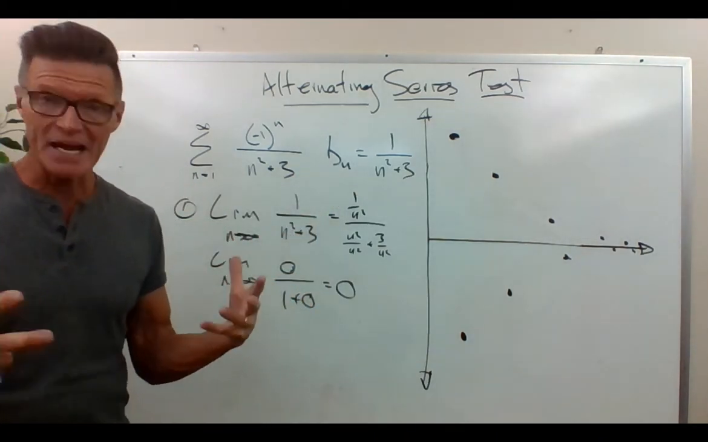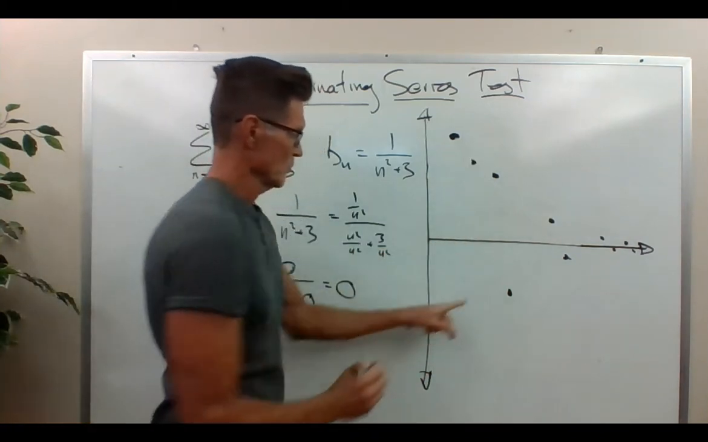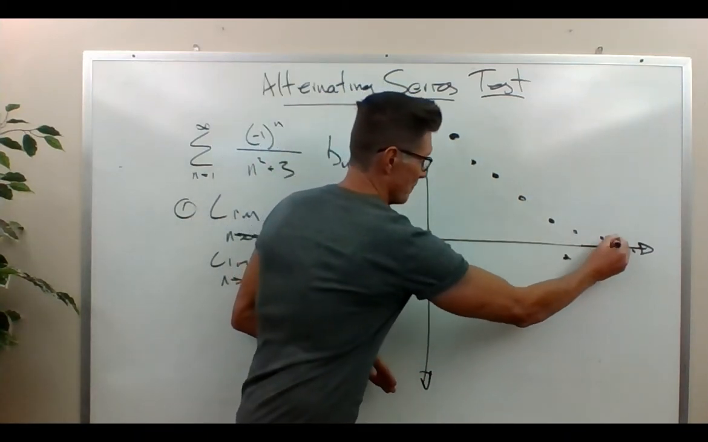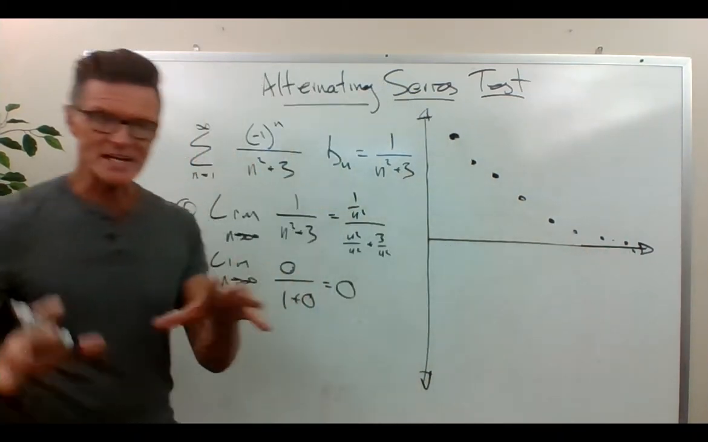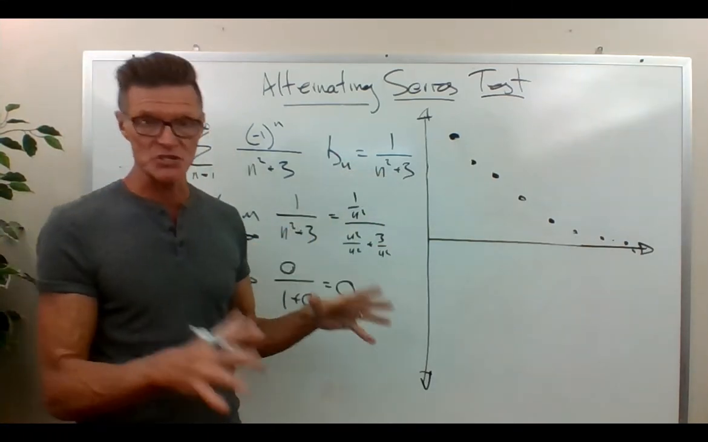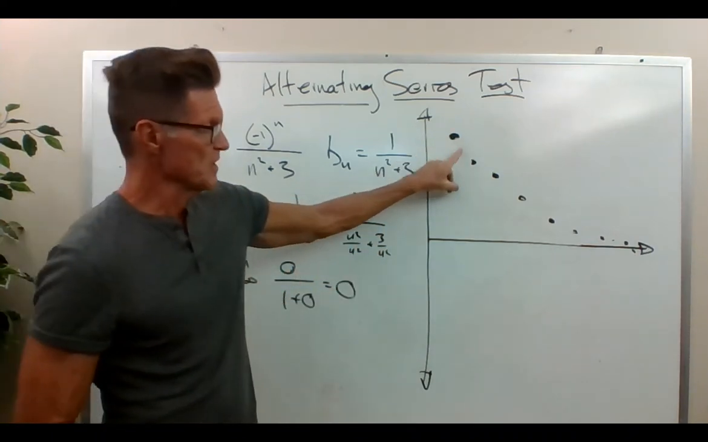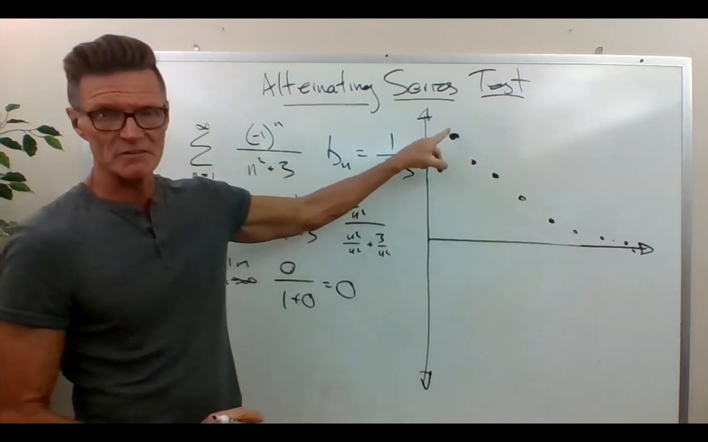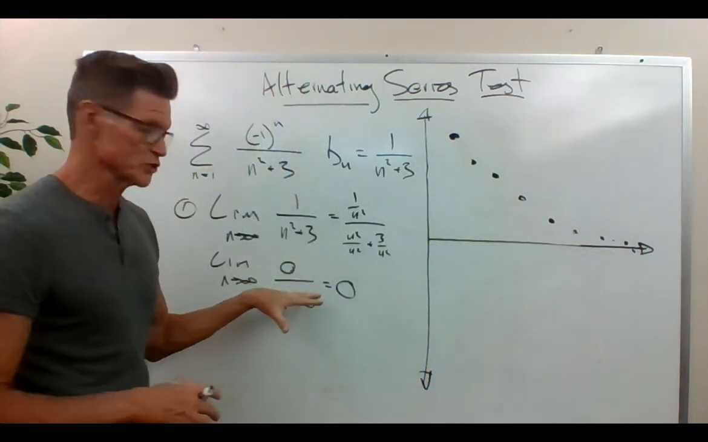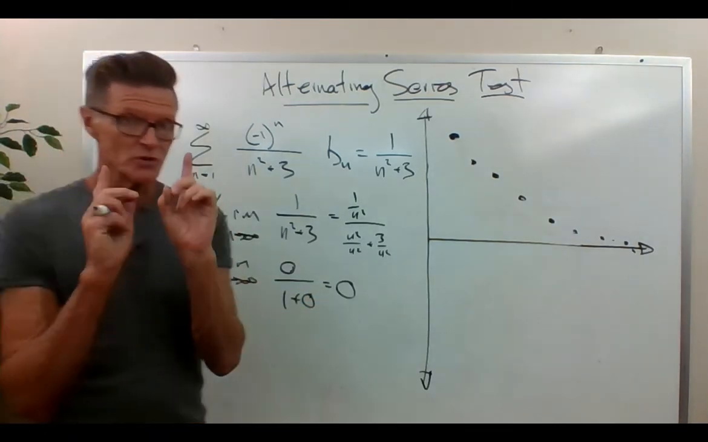So essentially what's happening here is we've taken these negative terms and we've made them positive. We're taking all the negative terms out and making them positive. That's what we're doing when we look at just the 1 over n squared plus 3, ignoring the power of -1. And so we can see from this, when all the terms are positive, that it is converging towards 0. That's what we have just shown analytically by taking the limit. But that's only the first part.